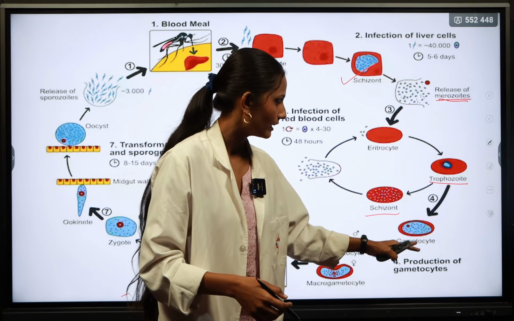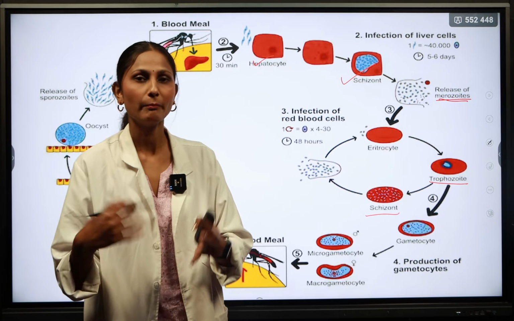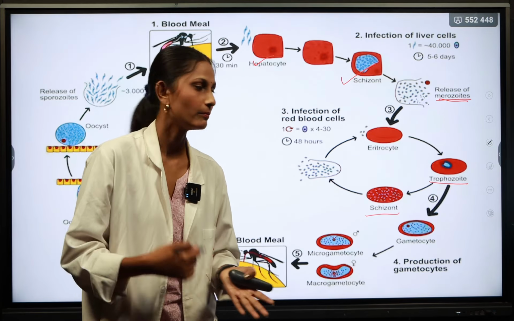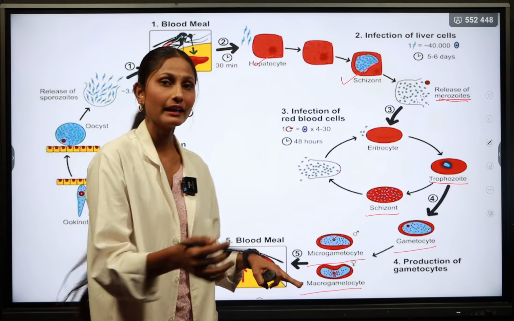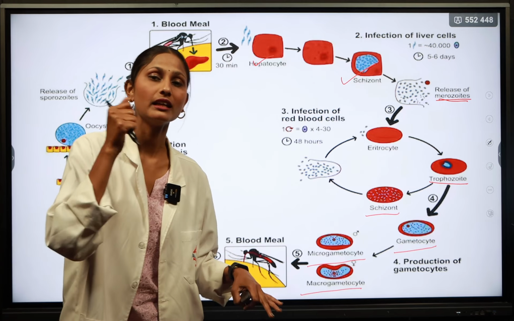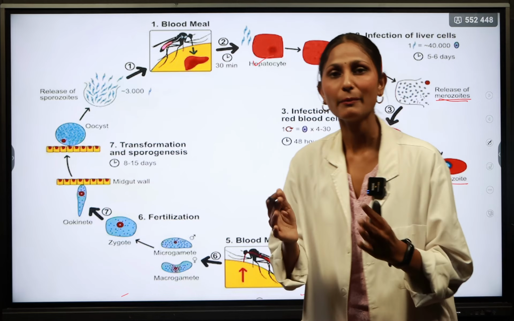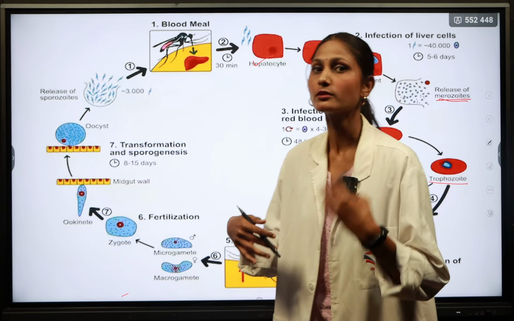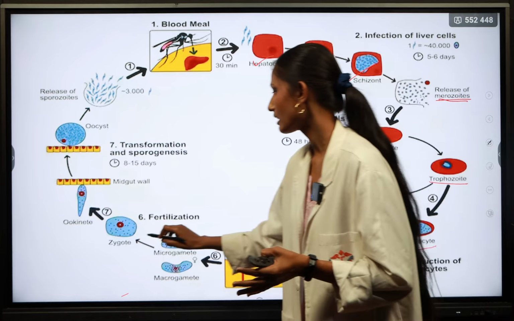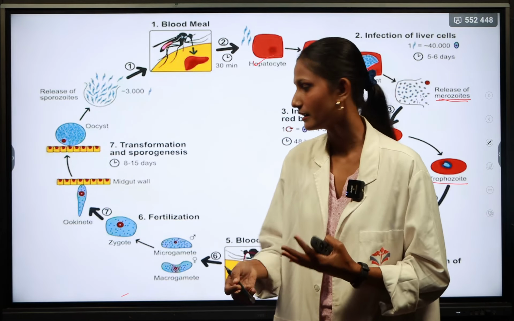In the human body, some merozoites will become male gametes and some will become female gametes, and that gamete formation takes place, as well as microgametocyte and macrogametocyte, which you can see in the human body. Then again, an Anopheles mosquito bites that infected person, so those gametes go inside the mosquito's gut, and in the gut fertilization happens.